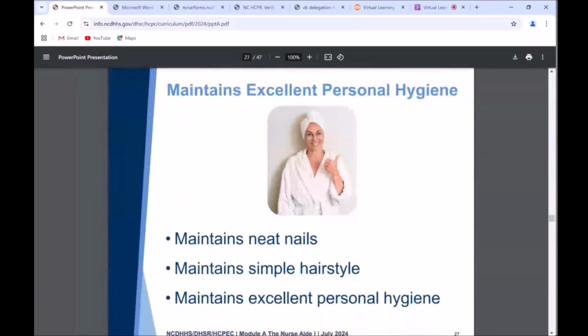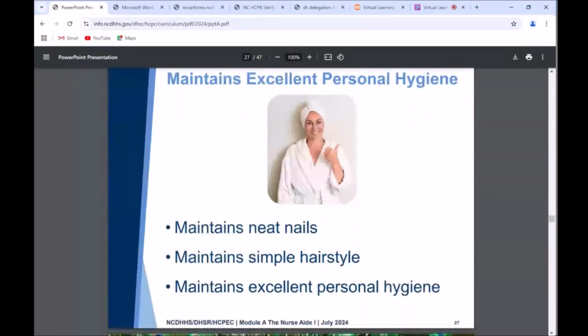Maintain excellent personal hygiene. Maintain neatly trimmed, short, natural, clean nails without polish. That is an infection control issue and very important when you're working in healthcare. Simple hairstyle, pulling long hair back away from the face. You don't want your hair to be falling in your face or onto your resident or into the area that you're working. Maintain excellent hygiene. Bathe daily. Be free of odor. Go light with the cologne, perfume, and aftershave. Remember, you're going to be assisting people with personal hygiene, so it's important that you have good hygiene.